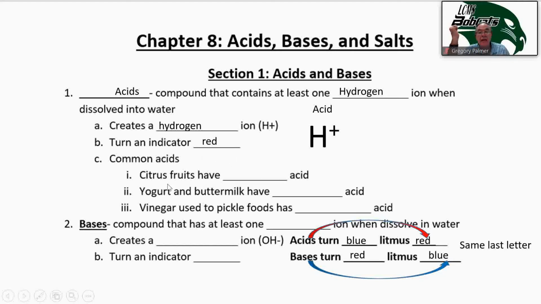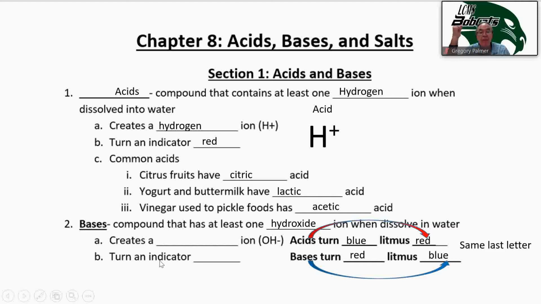Okay, and then there's some common acids that we have around. Citrus fruits have citric acid. You may have heard that before. Some people are allergic to the kind of acid that's in milk products. It's called lactic acid, and they're lactose intolerant. Vinegar and pickle foods have acetic acid in them.